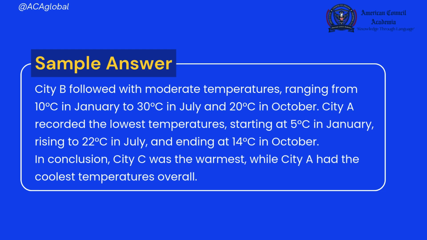City B followed with moderate temperatures, ranging from 10 degrees Celsius in January to 30 degrees Celsius in July and 20 degrees Celsius in October. City A recorded the lowest temperatures, starting at 5 degrees Celsius in January, rising to 22 degrees Celsius in July, and ending at 14 degrees Celsius in October. In conclusion, City C was the warmest, while City A had the coolest temperatures overall.